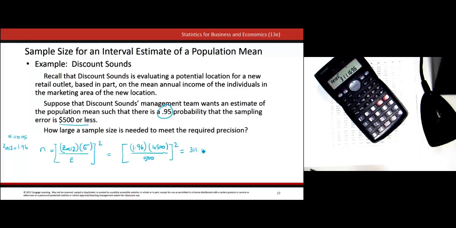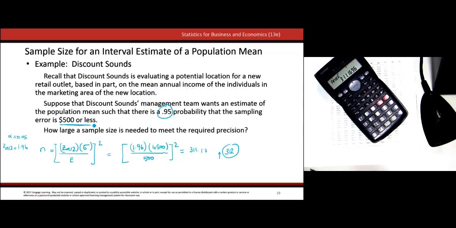$311.17 approximately. Now, should we round this down to 311, because it is close to 311, or should we round this up to 312? We should always round it up to 312 because it says 500 or less, so at most 500. If you round it down to 311, the margin of error will be slightly larger than 500. So that's why we round it up.